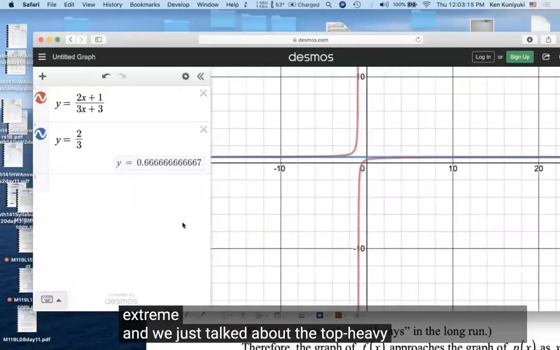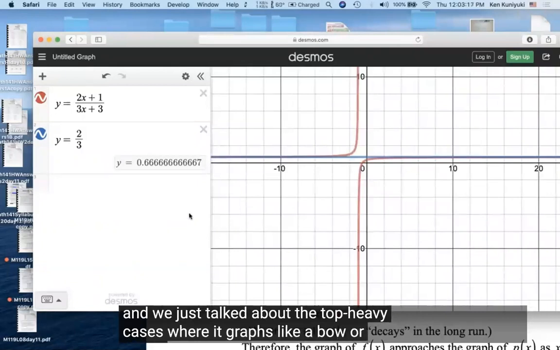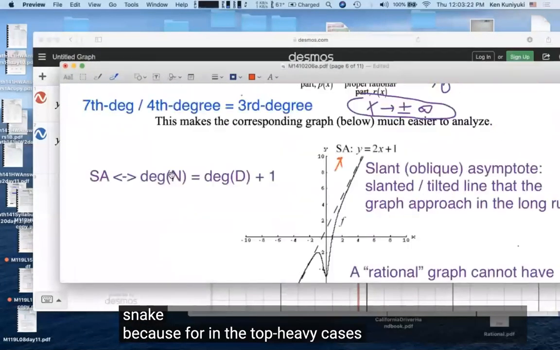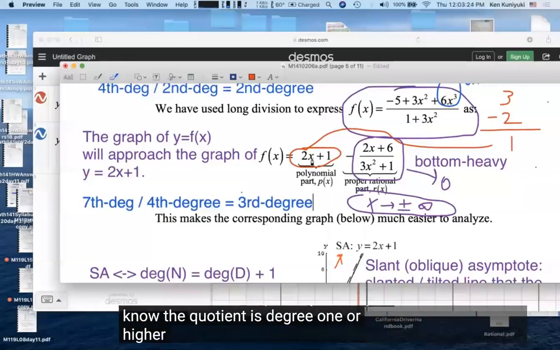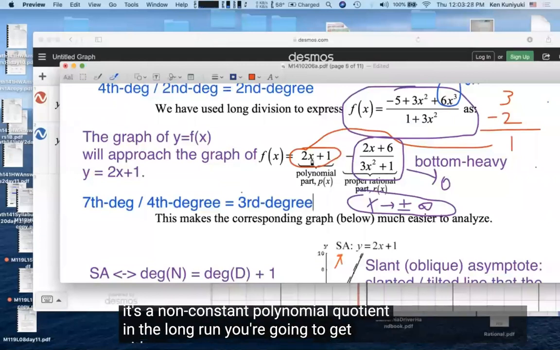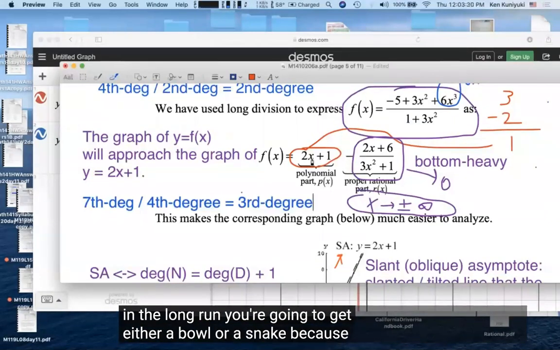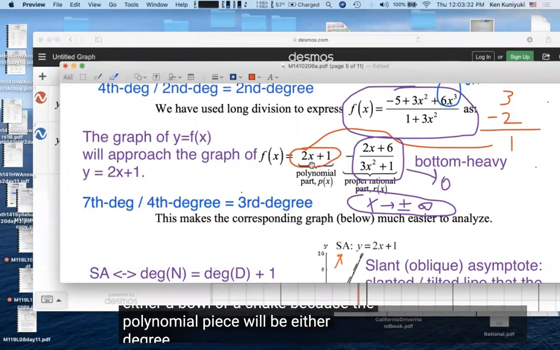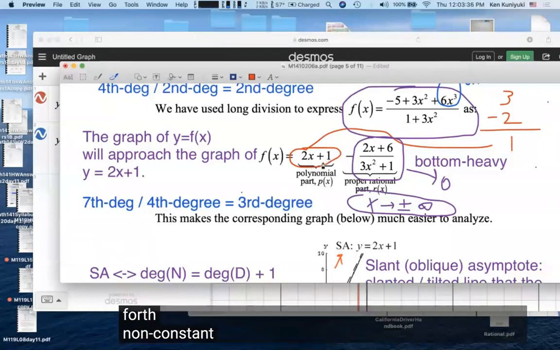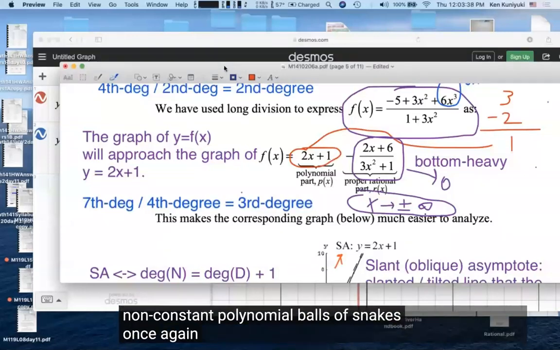And we just talked about the top-heavy cases where it graphs like a bull or a snake. Because in the top-heavy cases, you know the quotient is degree 1 or higher. It's a non-constant polynomial quotient. In the long run, you're going to get either a bull or a snake, because the polynomial piece will be either degree 1, 2, 3, 4, 5, or so forth. Non-constant polynomial. Bulls and snakes, once again.